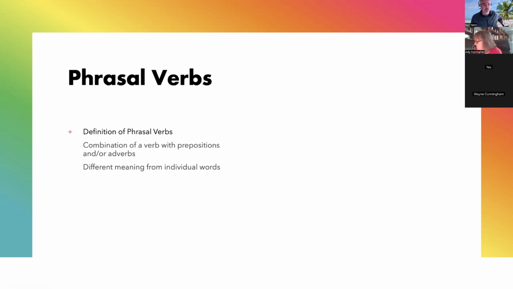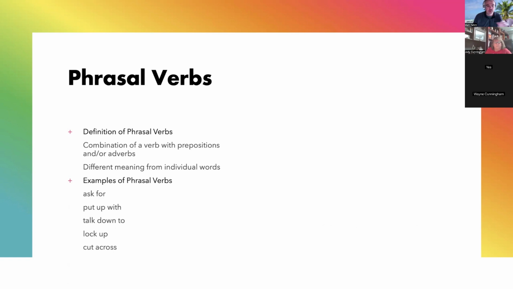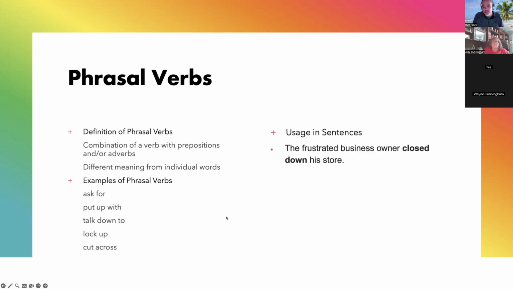Phrasal verbs, right? It's a combination of a verb with prepositions and adverbs. And so it's basically you get different meanings from individual words. So you take ask and you take for, right? And you pair them together, and the phrasal verbs are ask for something, or put up with, or talk down to, right? It doesn't mean you're sitting there talking down to someone or talking down to the ground or anything. It's just, you think you're better than someone, basically. Or lock up, cut across. So these are lots of examples of these that we use in the English language.